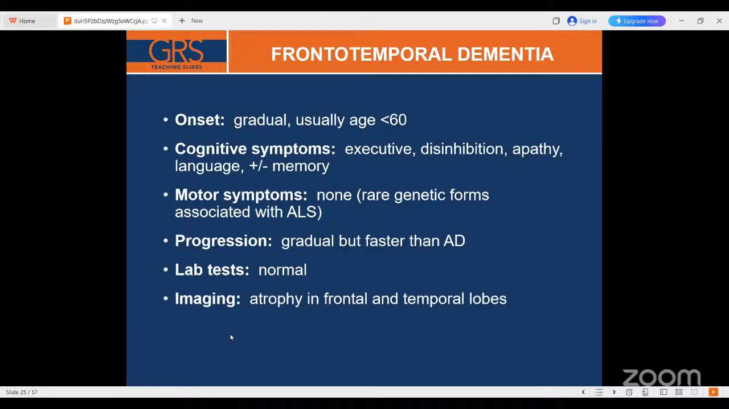Frontotemporal dementia has a gradual onset and usually starts in patients less than 60 years of age. The patient will have disinhibition, apathy, and impaired executive function and language, plus or minus memory. Motor symptoms are usually none, but the progression is usually gradual, though faster than Alzheimer's disease. Labs as well will be normal, but brain imaging shows atrophy in the frontal and temporal lobes, as its name suggests, frontotemporal dementia.